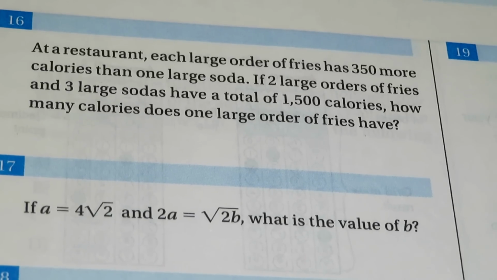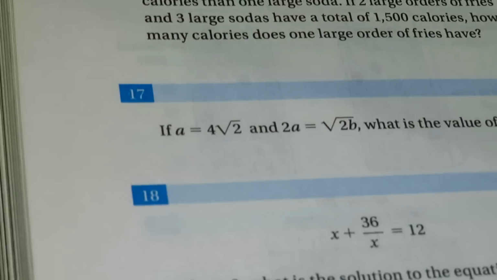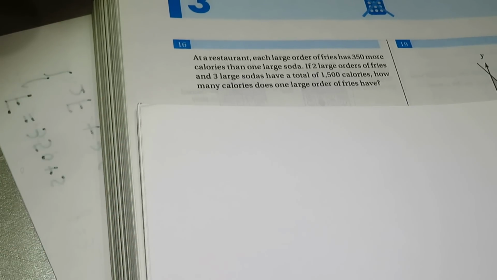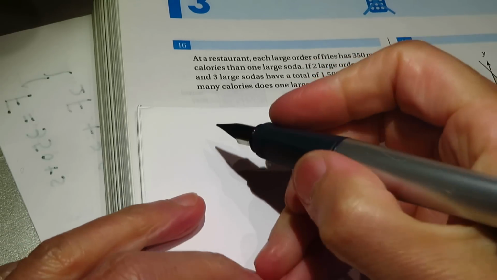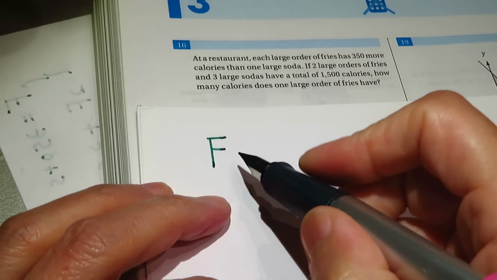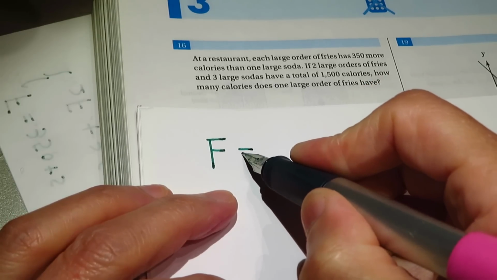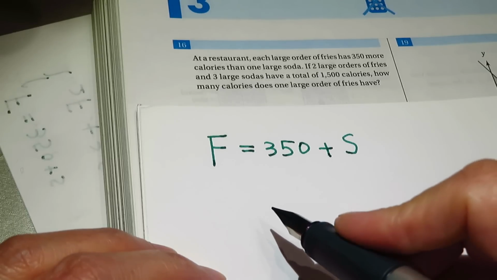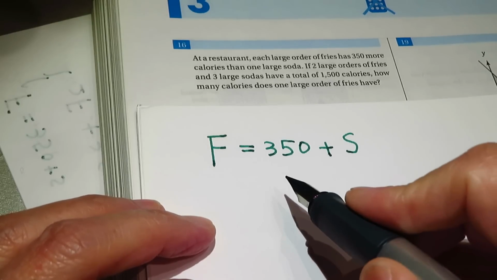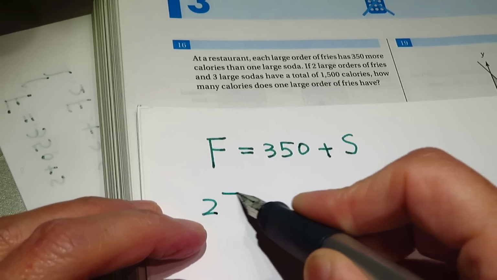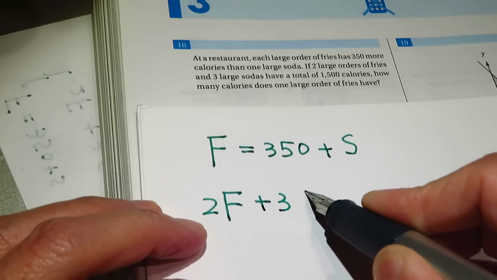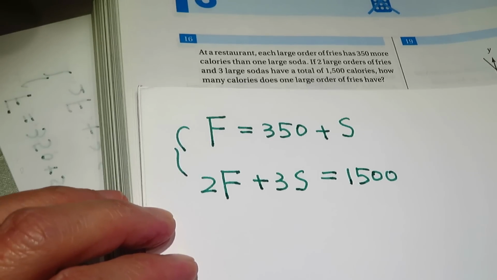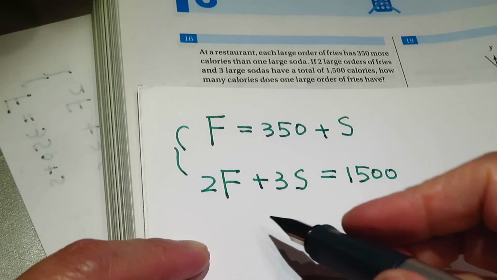So, to solve this problem, we can use some acronym for the problem. You need to see the problem, right? In the restaurant, there are large orders of fries. We use f for the calories of fries. It has 350 more than soda, the calories of soda. So we have the first equation, and the second equation is 2 large fries and 3 large sodas together make 1,500 calories.